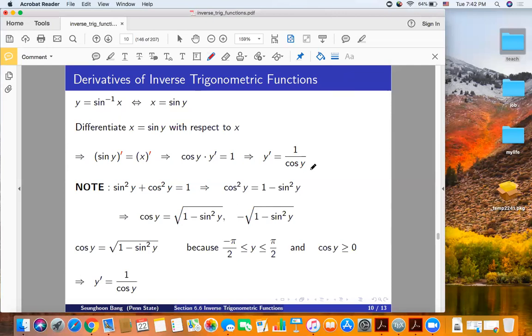Here, you can plug this value into here. The next, what is sine of y? Sine of y is x. You plug in x. So we have the square root of 1 minus x squared. That's it. This is the answer.